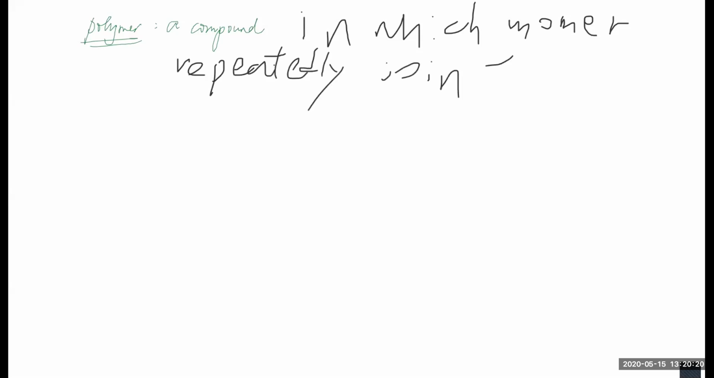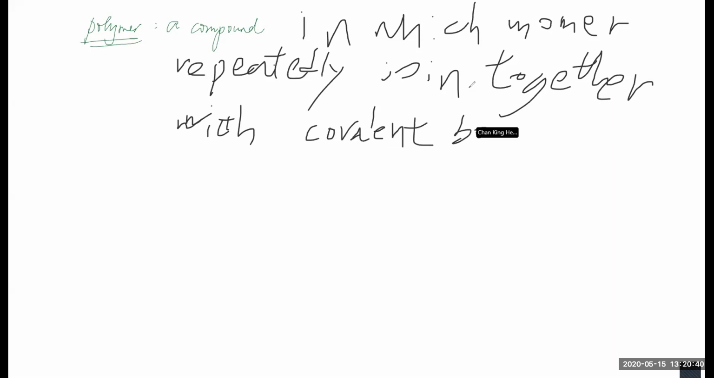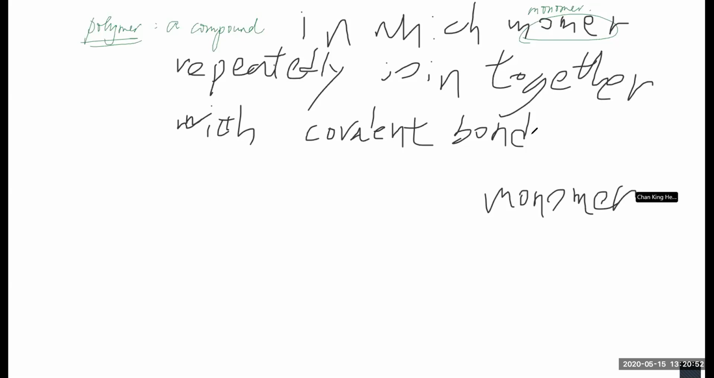Substances in which they have a composing element, which is monomer. The spelling, monomer. They will join together repeatedly, so it is what we call a polymer. In this topic, we will talk about addition polymer, which means the polymer that is made by addition reaction, right? Addition polymerization. So what is meant by that?